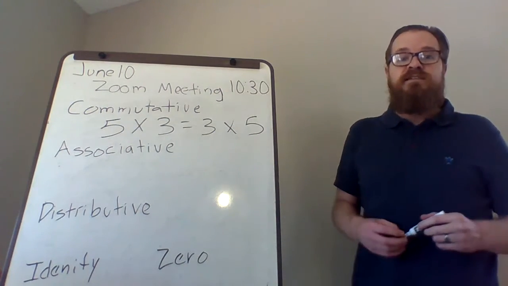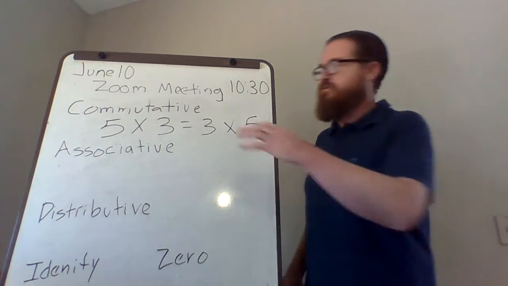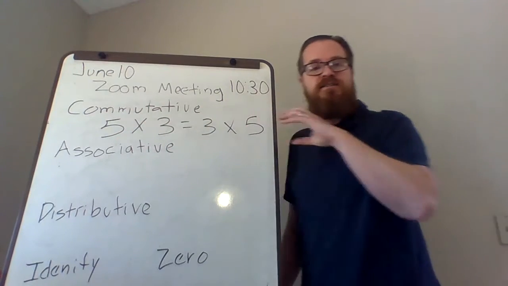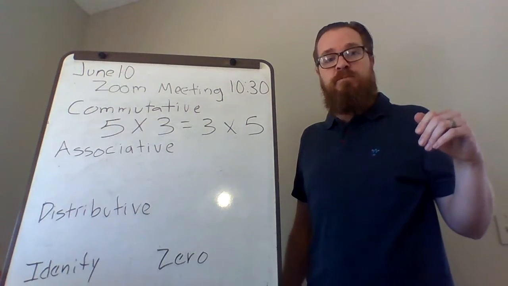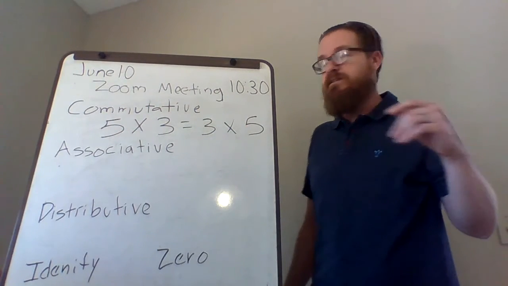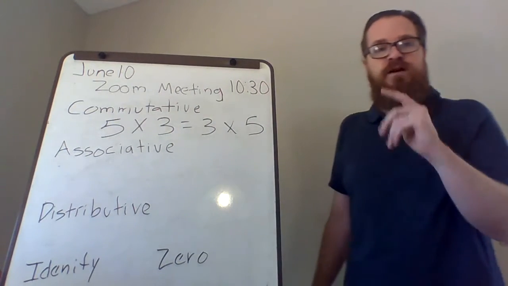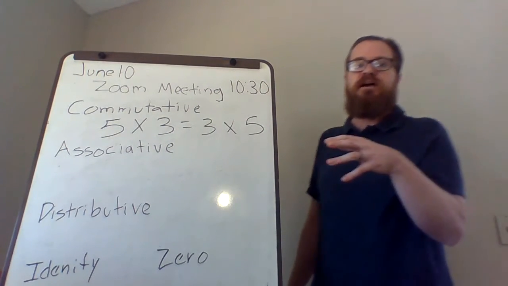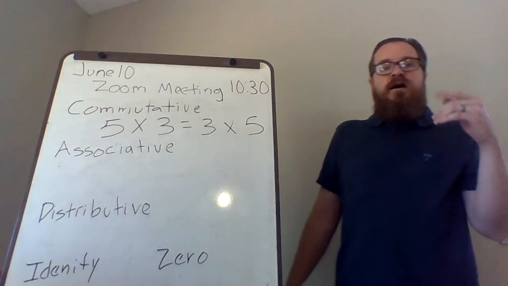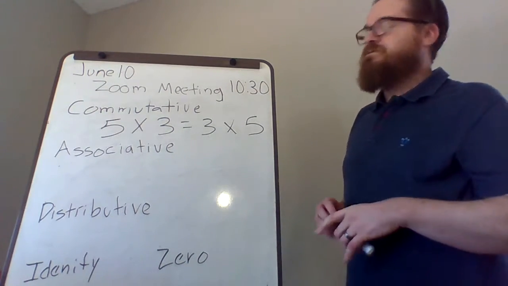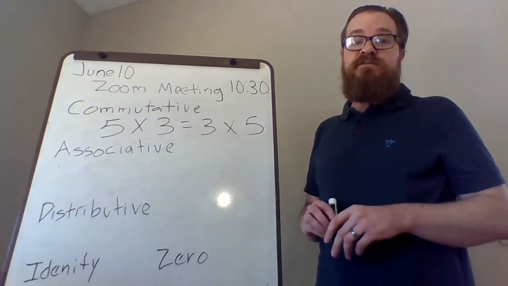You'll usually see this, especially on test questions. They'll show you something like that, and they'll say, which property does this represent? And of course, it's the commutative property. We worked on that, I believe, last Wednesday. Another one that we worked on last Wednesday was the associative property.